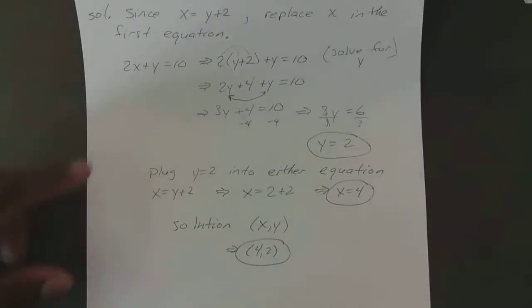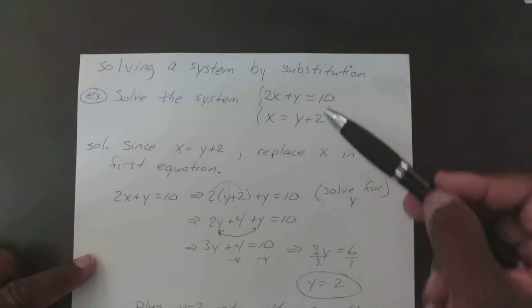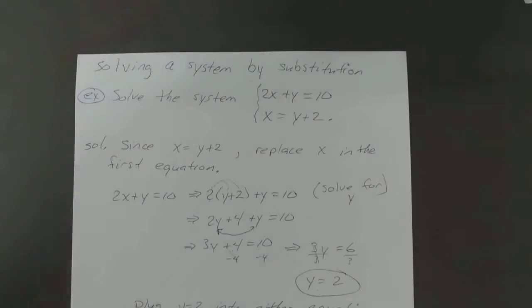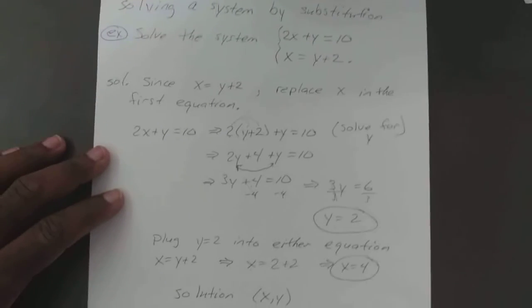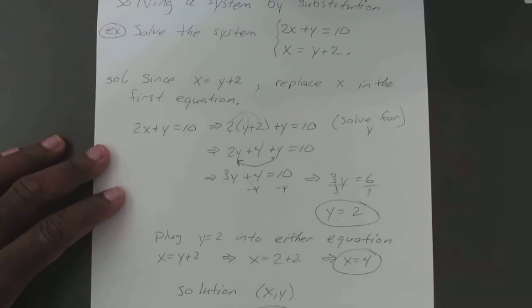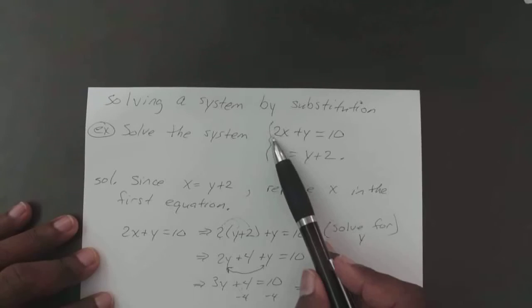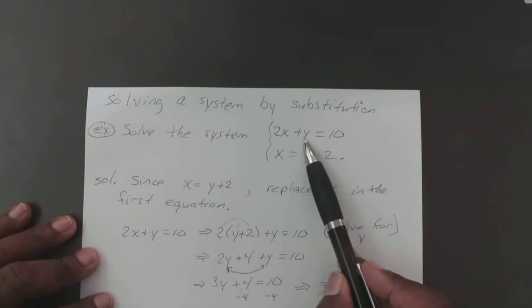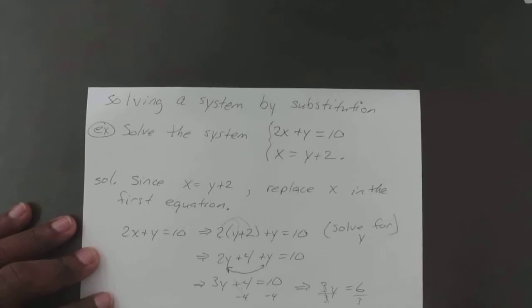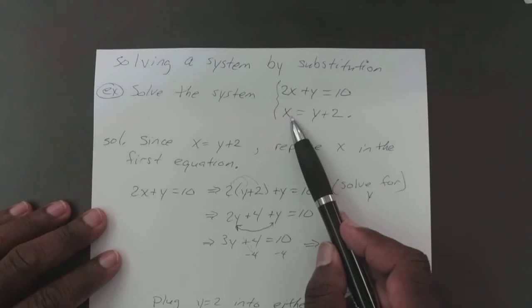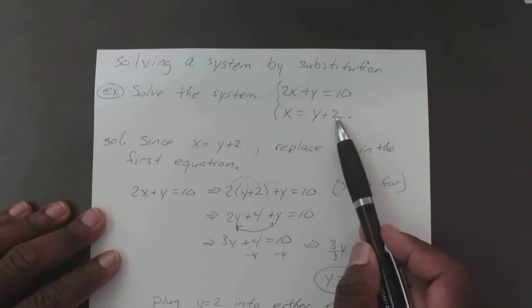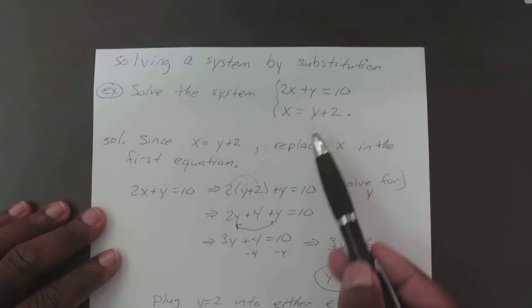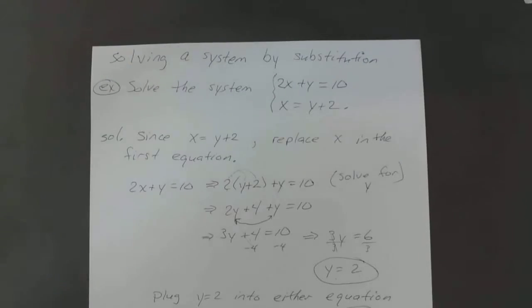You can always double check it by plugging it into your original equations, and you should come out with two true statements. If we plug in x equals 4, y equals 2, 2 times 4 is 8, plus 2 is 10. So that's true. 4 is equal to 2 plus 2, so 4 is equal to 4. That's true. So if you plug it into your equation, you can double check your work.